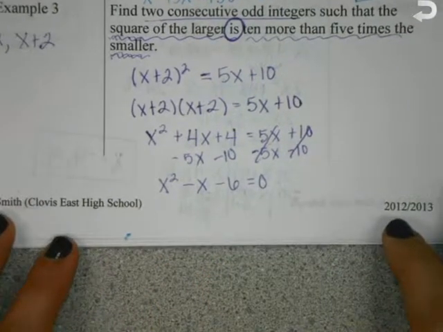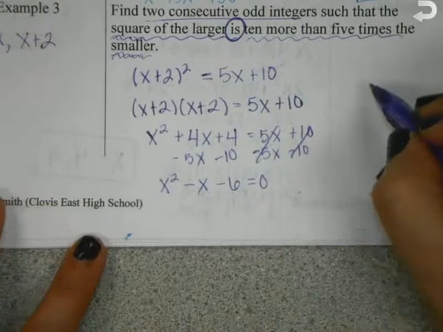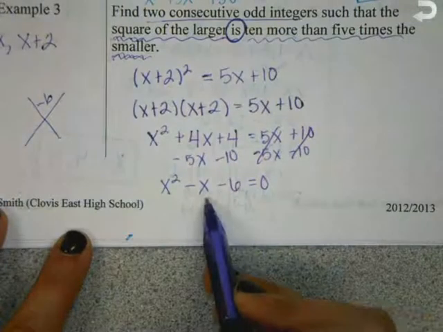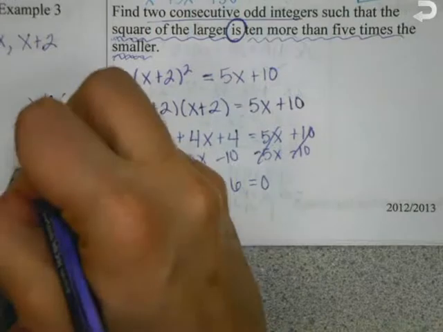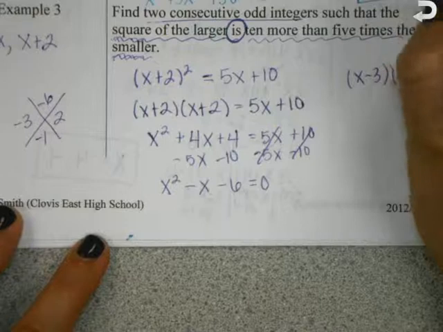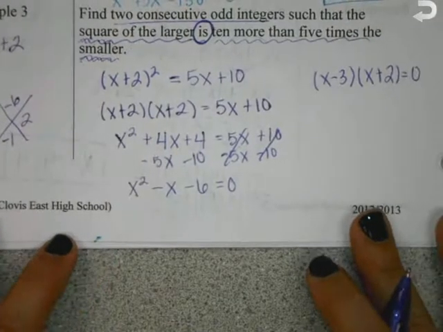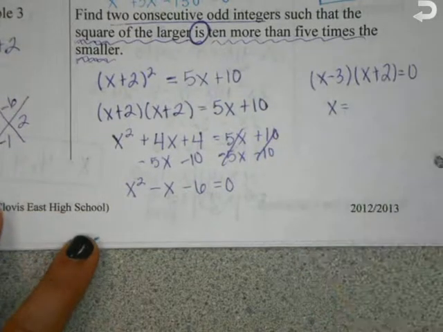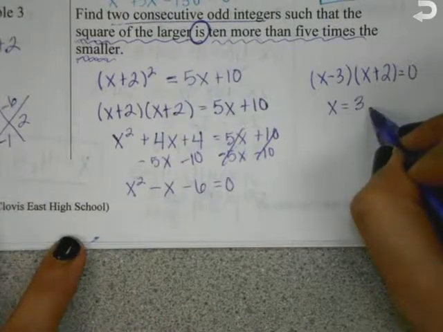What two numbers multiply to negative 6 and add up to negative 1? Good, negative 3 and 2. So we get x minus 3 times x plus 2 equals 0. So x equals, if I set each one equal to 0, here I get x equals positive 3 and negative 2. Which one do I have to throw out? Negative 2, because that one's not odd.